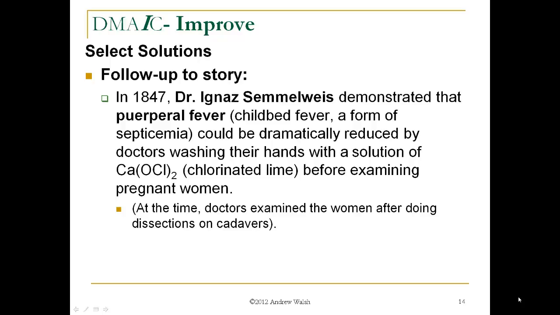Now, in the 1800s, people were not dying of Alzheimer's, they were dying usually of acute infectious diseases. And these doctors would examine people who had died of acute infectious disease and get that all over their hands, and then go examine women who were pregnant.